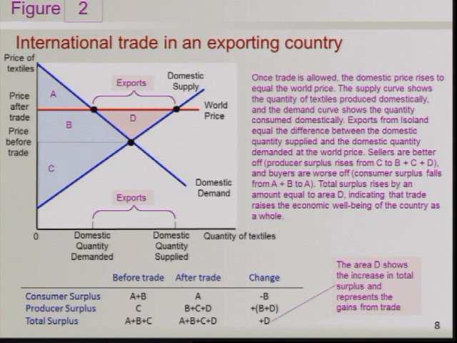Only the A. It's the area below demand and above price, because this is our new price now. So after trade, here's consumer surplus. After trade, what's producer surplus? Still C. Or C and D.